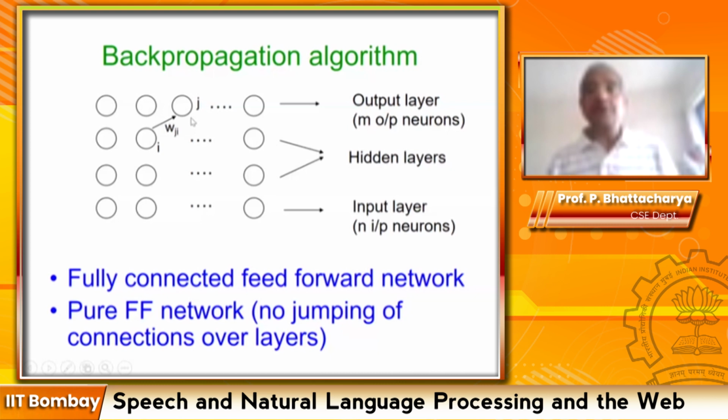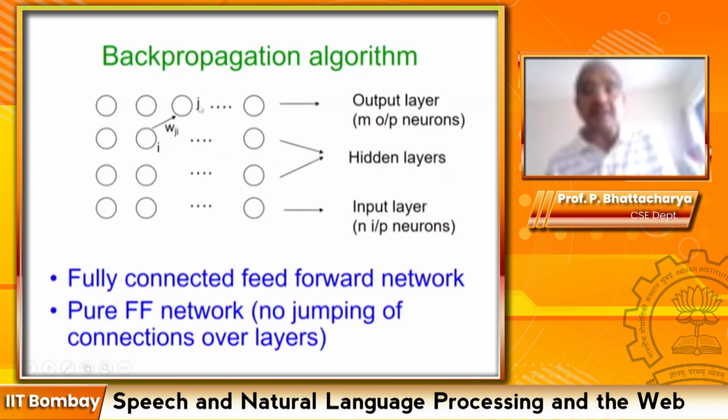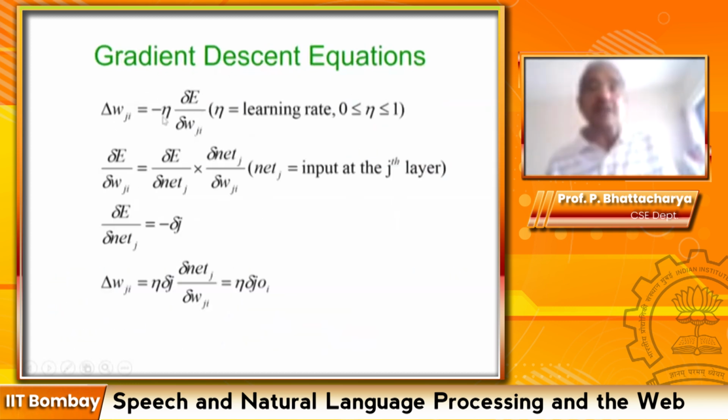Okay, so this happens, and the gradient descent that is applied in this situation is that the change in weight, here is the weight I'm interested in, the change in weight is equal to minus eta delta E delta W_ji, where E is called the error function or the loss function.